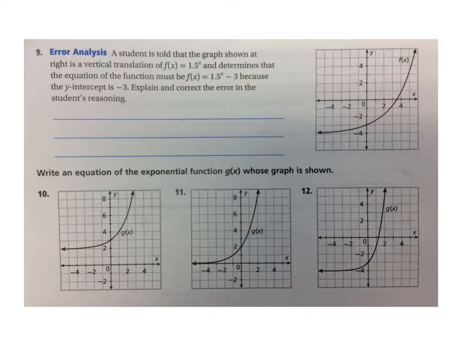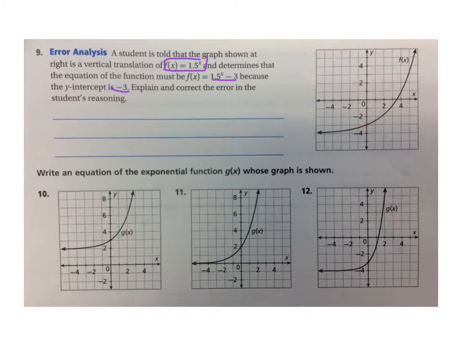Okay, if you look at number 9, it says a student is told that the graph at the right is a vertical translation of the original function, which is f of x equals 1.5 to the power of x, and determines that the new function is 1.5 to the power of x minus 3 because the y-intercept is negative 3. Explain and correct the error in the student's reasoning.